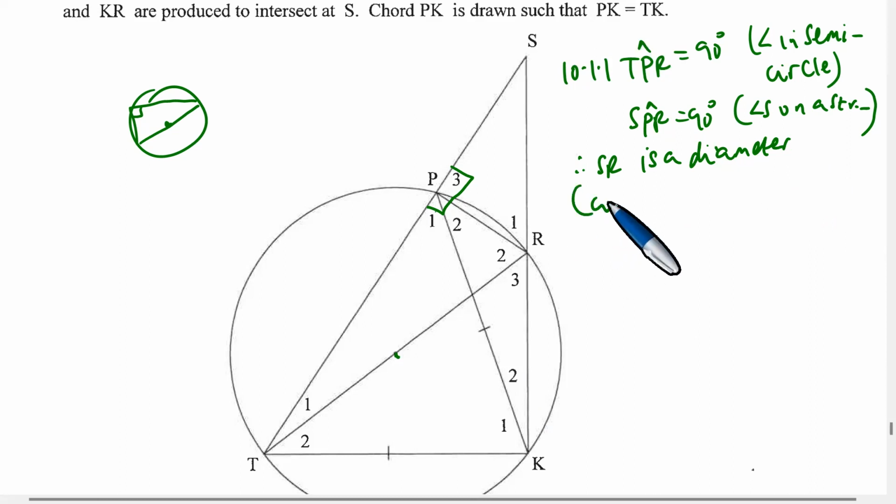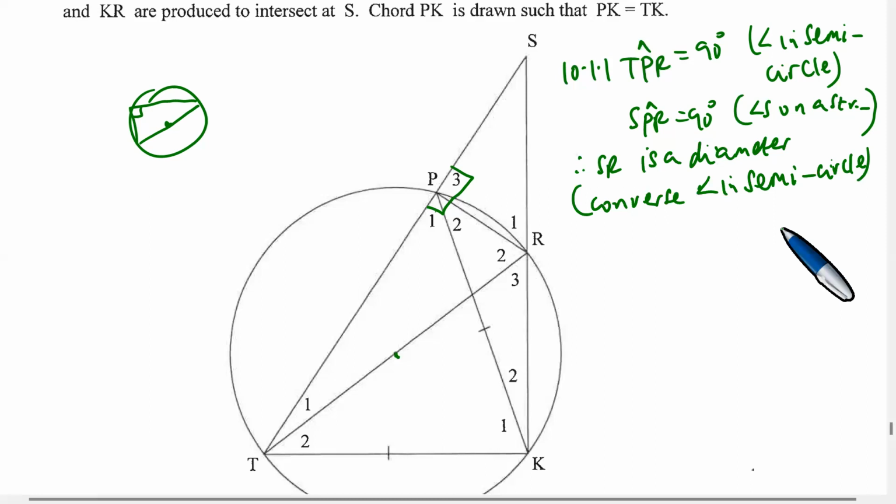It is the converse of the angle in a semicircle theorem. Because if you look at SR from here to there, it subtends an angle of 90 degrees there, which means it is a diameter. So, converse of the angle in a semicircle theorem. Because this one subtends an angle of 90 degrees there, it means it is a diameter.